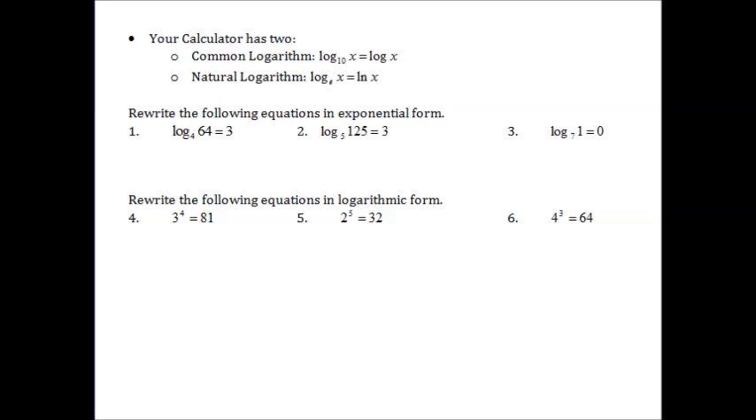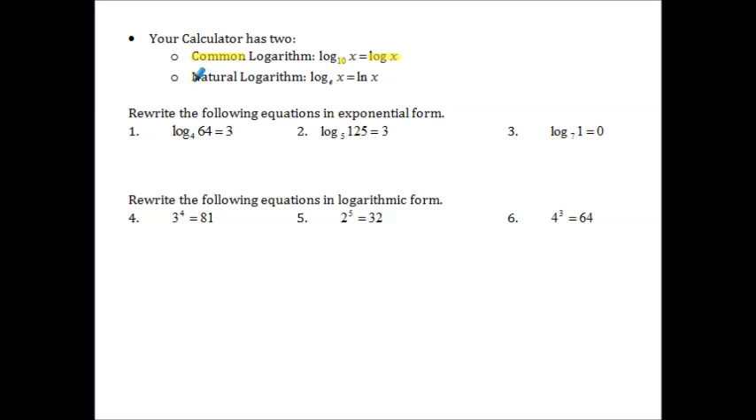Your calculator has two different types of logarithms that you can freely access to get the numbers. One is called the common logarithm, and that's the logarithm with base 10. Very often we write that one without even showing the base, similar to how with the square root we don't show the index of 2. Every time we see the log sign, we just know that it is the log with base 10.